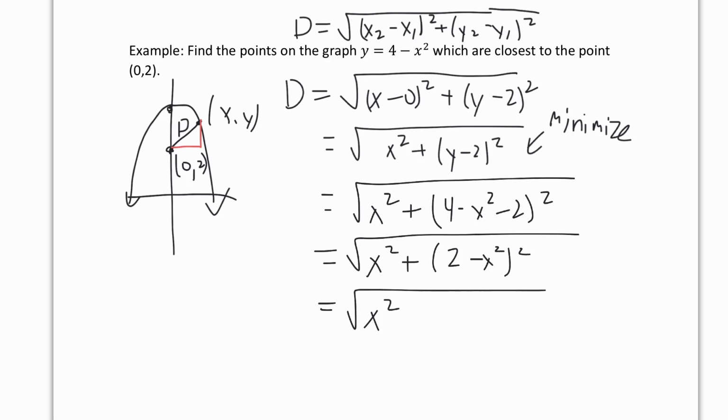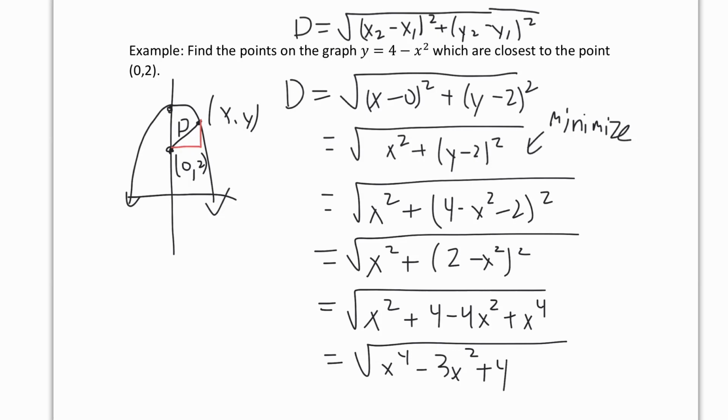So we get x squared. We'll have to FOIL this out, so this will give us 4 minus 4x squared plus x to the 4. So if we clean that up, we'll get x to the 4 minus 3x squared plus 4. All right, now this is our formula for d, and we want to minimize this. And you are totally welcome to take the derivative of this, but if you do, notice there's a bit of chain rule going on here, right? We have this square root business that'll have to go to the bottom, and then you have to do the derivative of the inside. It's just a little bit messy.